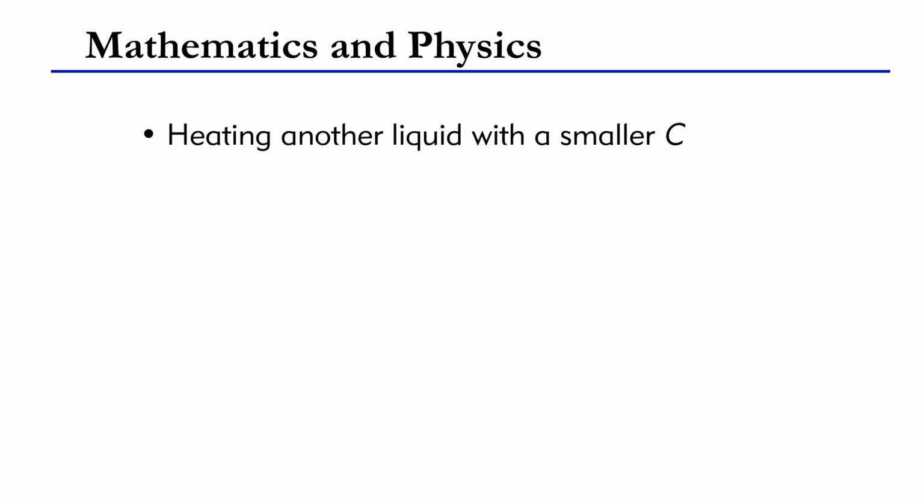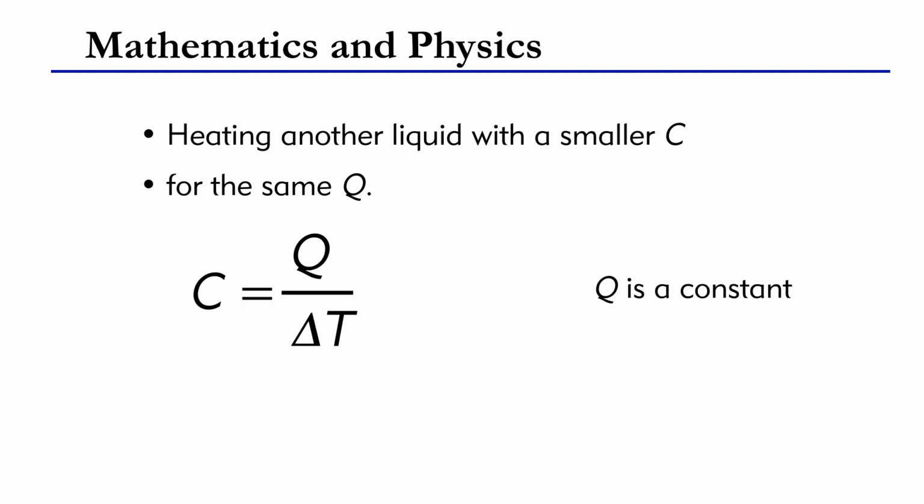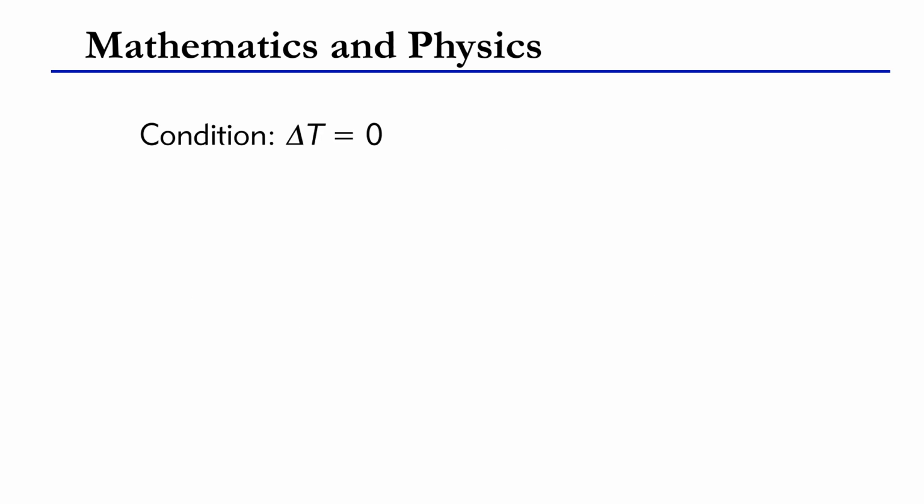Now let's modify the experiment and use another liquid with a smaller heat capacity. We shall also use the same heat supply Q. Now, in the equation C equal to Q over delta T, Q is a constant, but C is a variable. A smaller C will cause a larger temperature change delta T. In solving problems in physics, we must understand the conditions clearly before we can make a conclusion.